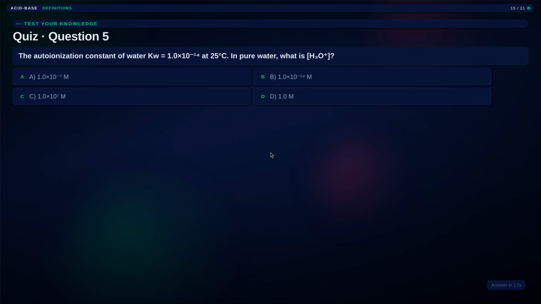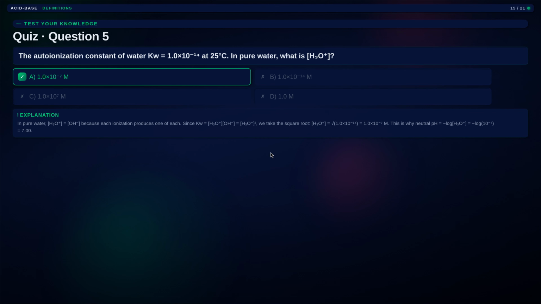In pure water, H3O plus concentration equals OH minus concentration because each ionization produces one of each. Kw equals H3O plus times OH minus equals H3O plus squared. So, H3O plus equals the square root of 1 times 10 to the minus 14, which is 1 times 10 to the minus 7 molar. This gives a neutral pH of 7.